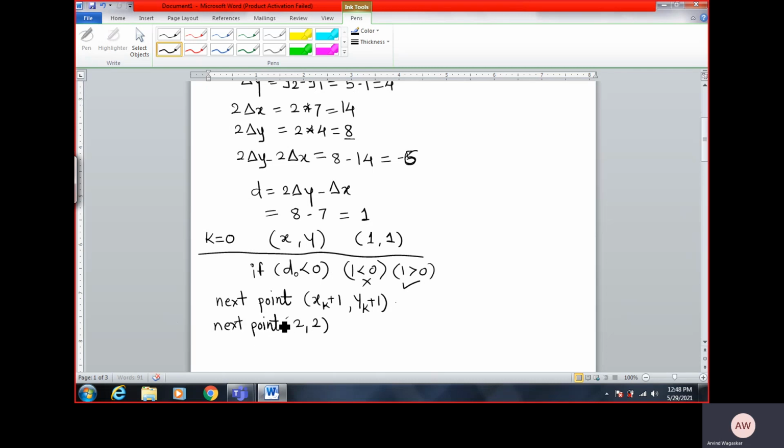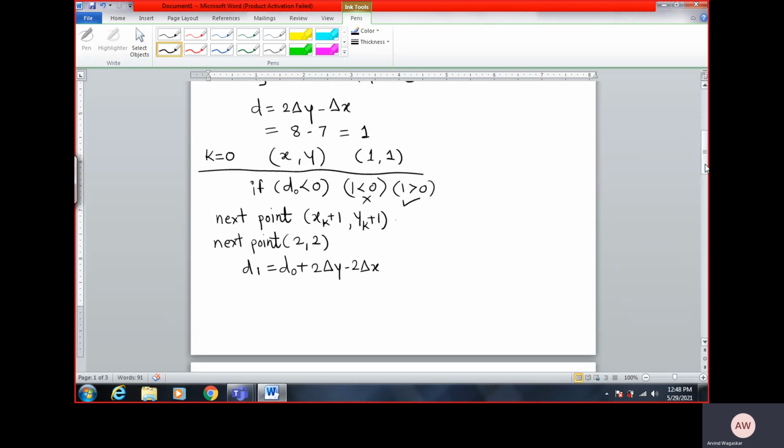In the same way, you have to update the value of d. So we have to find out d1. When you are finding d1, the formula is: you take the previous d, in this case d0, and add 2 delta y minus 2 delta x to it. Already we have calculated the value of 2 delta y minus 2 delta x, that is minus 6.